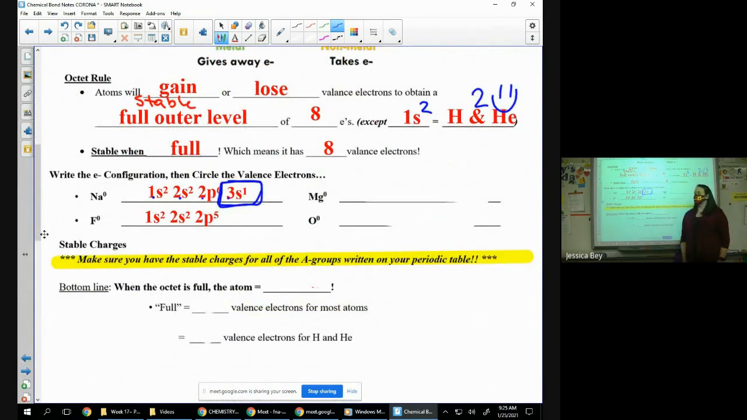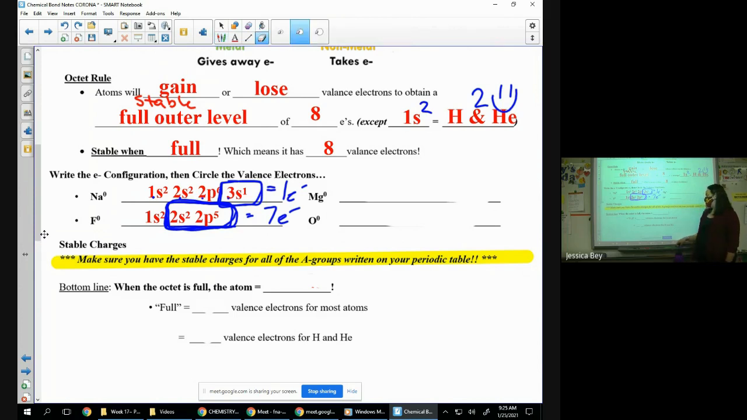Now, in fluorine, if you're circling the valence electrons, we're doing 2s2 and 2p5. Anything that has the highest number. Okay. So sodium has 1 valence electron. And how many does fluorine have? 5 plus 2 is 7 valence electrons. Has either one of those fulfilled the octet rule? No. You can probably see where we're going to go with this. It's not that tough. But then we're going to turn it into charges, which makes it a little bit harder.